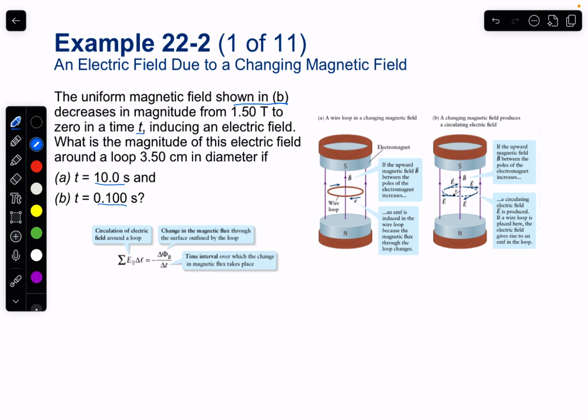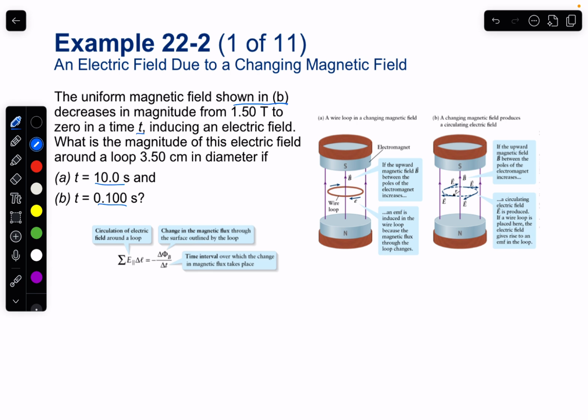What's the magnitude of the electric field around a loop of 3.5 centimeters, right? Not a physical loop, but just a loop that we have traced out in space, because there's no wire there. We're just asking, what's the electric field around this circle, okay? And that's what we're going to figure out.